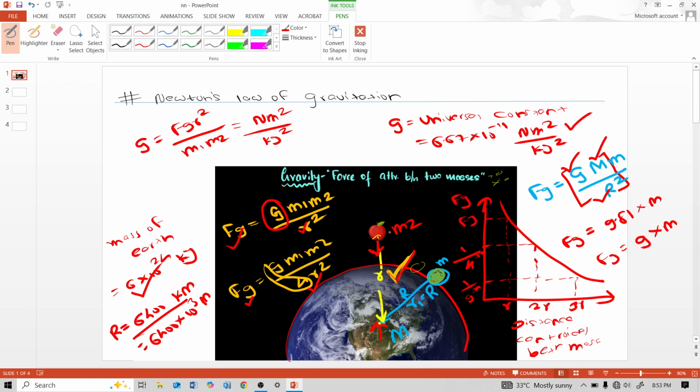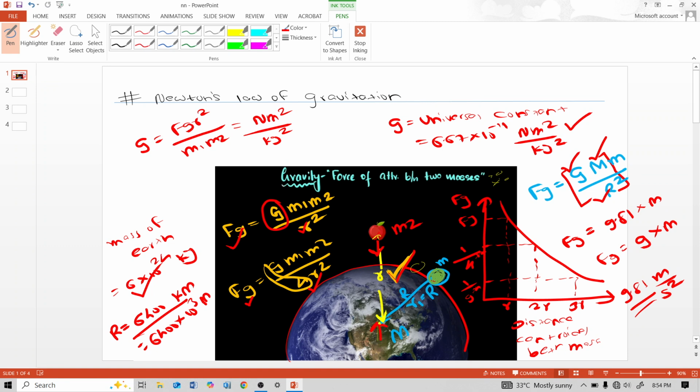So if you pull any object towards earth, then this object will move with 9.81 meter per second square acceleration. So that is the meaning of that. Every object, if you drop it, will accelerate at 9.81 meter per second square. And you know that different planets have different masses and different radii, so that's why different planets have different acceleration due to gravity. So this is the concept of Newton's law of gravitation.